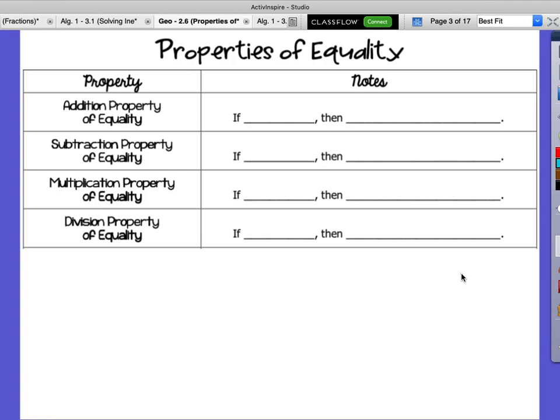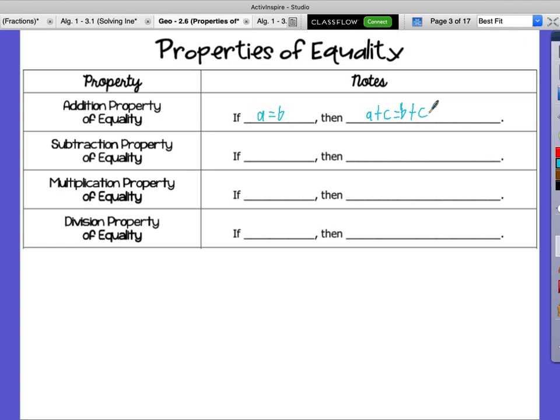All right. So we have our addition property of equality. What this says is if some number A is equal to some number B, any two numbers, but we don't care what they are, as long as they're equal, then if you add the same thing to both sides, in this case, some number C, it's still true.